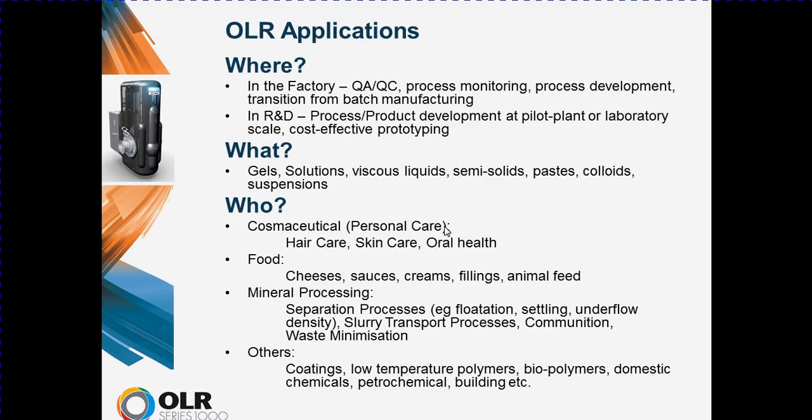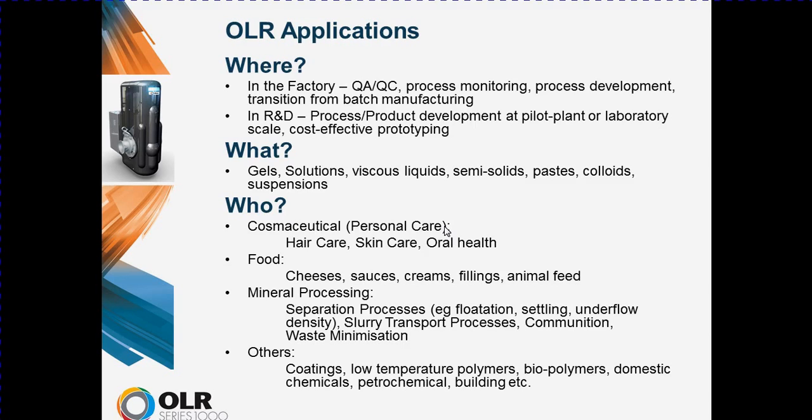The OnLine Rheometer applications are many. They stretch throughout the production chain, from the factory end for quality control and process monitoring and process development, and particularly in the transition from batch to semi-continuous and continuous processing, where the laboratory testing for quality control holds up the process. The OnLine Rheometer can now be used to shortcut that quality control step.